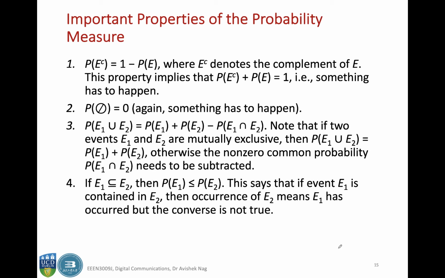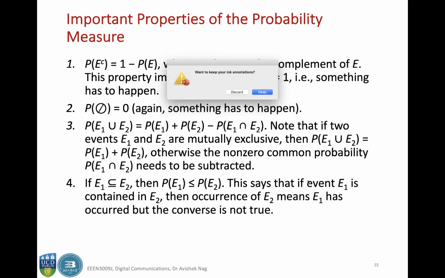So in case of mutually exclusive events, as you saw in axiom 3 of the last slides, the probability of E1 intersection E2, or in general the probability of the events happening together, is always 0 if the events are mutually exclusive. So in that case you have probability of E1 union E2 is equal to probability of E1 plus probability of E2.